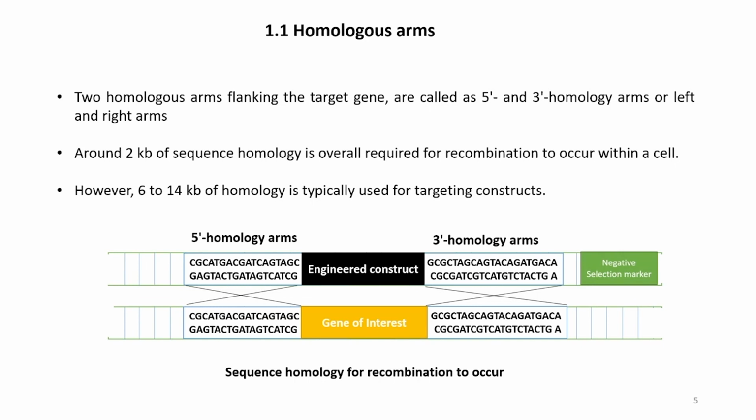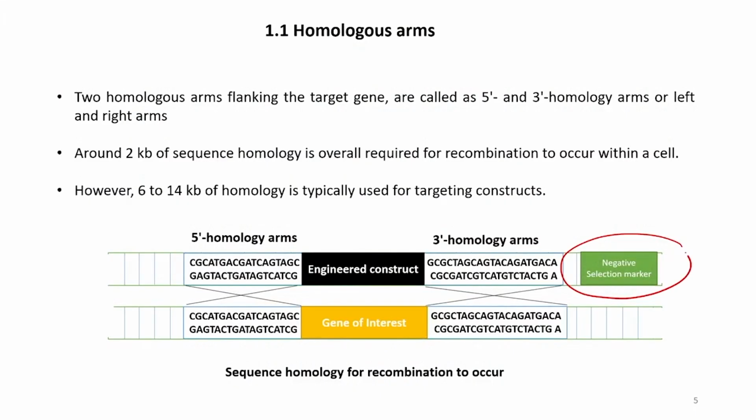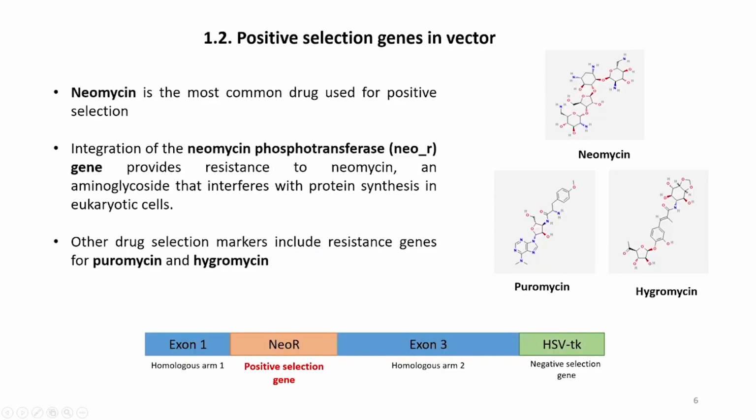Then there is around 2 kb of homology requirement for recombination to occur within a cell. However, in general 6 to 14 kb of homology is typically used for targeting constructs. In this engineered construct, you can also see the presence of a negative selection marker, or the selection marker that we discussed about in the earlier slide.